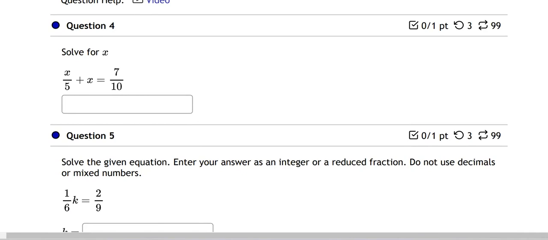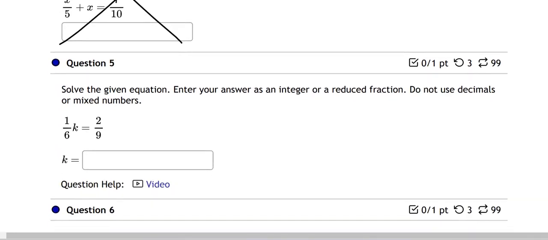Here we are not going to be doing question number 4. This was not supposed to be in here, 1 over 5 x plus x. I am going to take this away from the assignment, so don't worry about it. We're not doing question number 4. All right, my bad. Question number 5.